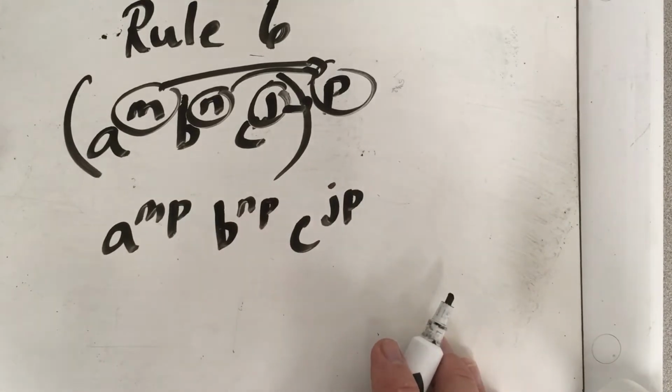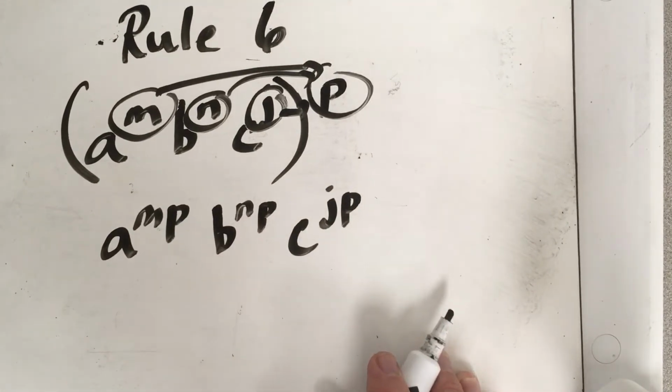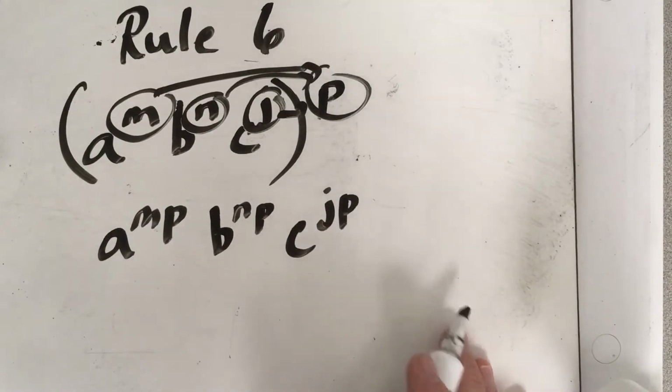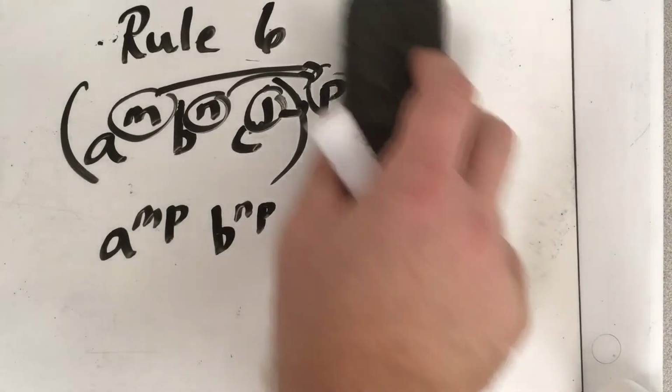So the chain rule just means you can use the rules however you want, over and over and over, as long as you're sticking to things that are the same. A's and A's, B's and B's, X's and X's. All right.